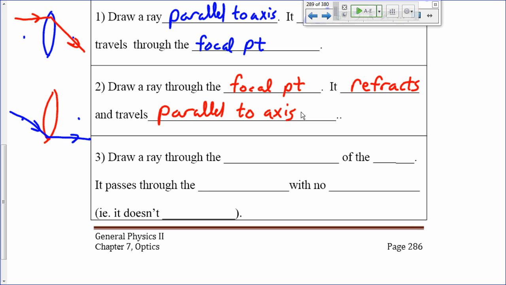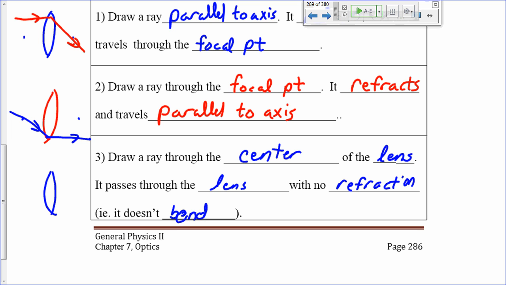And then I draw a ray through the center of the lens. It passes through the lens with no refraction. That means it doesn't bend at all. So if I have a lens like this, a light ray just passes right through the center.